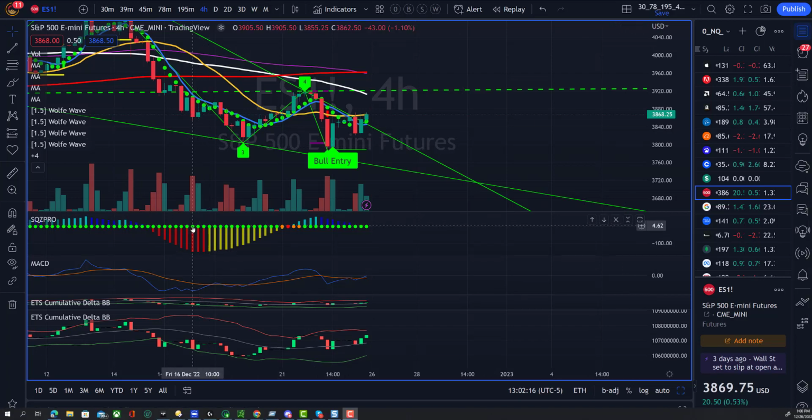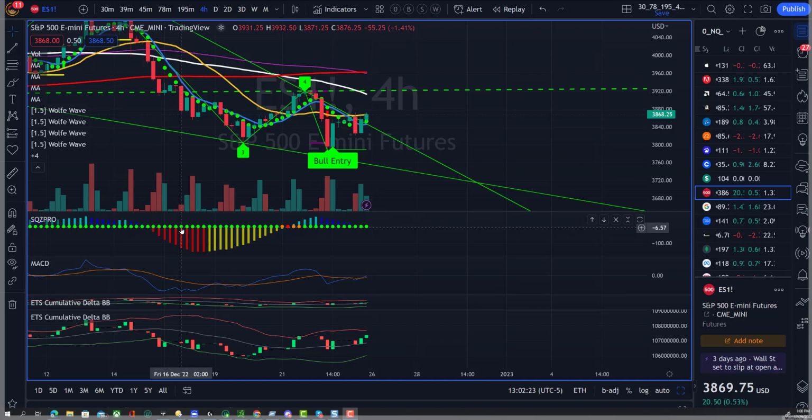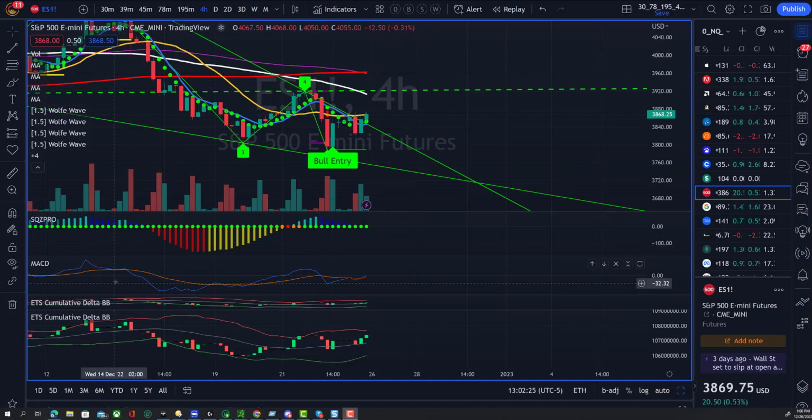I have just supplementary indicators below. I've got the Squeeze Pro. This helps me identify periods of contraction and expansion. I've got the MACD being displayed with these lines here, which is basically representing the histogram pattern with different settings. I've got cumulative delta.